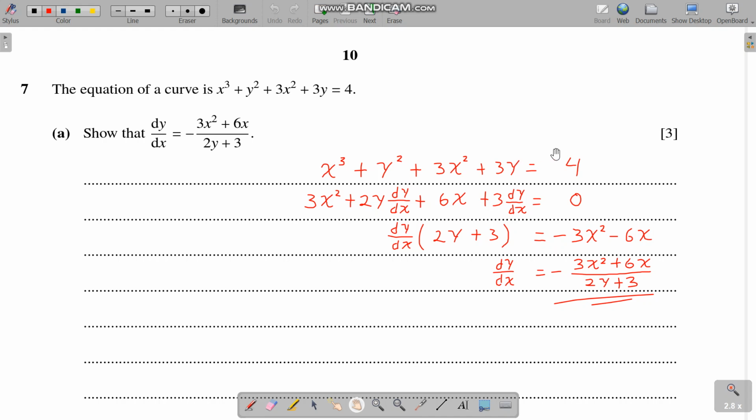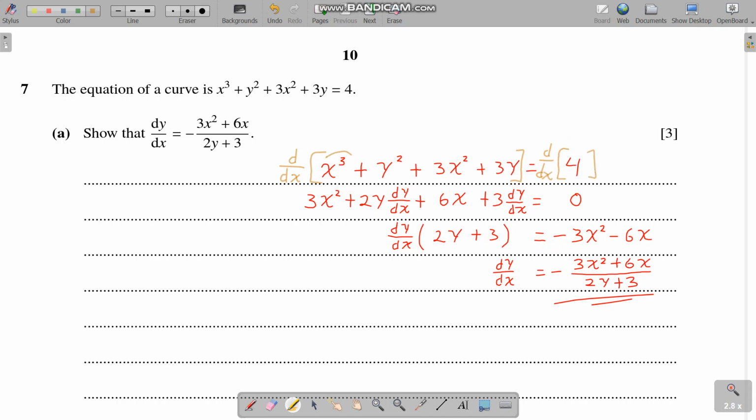This question is about differentiation. The equation of a curve is x cubed plus y squared plus 3x squared plus 3y equals 4. Show that dy/dx equals minus (3x squared plus 6x) all over (2y plus 3). So the first step is to differentiate both sides with respect to x. This is called implicit differentiation.